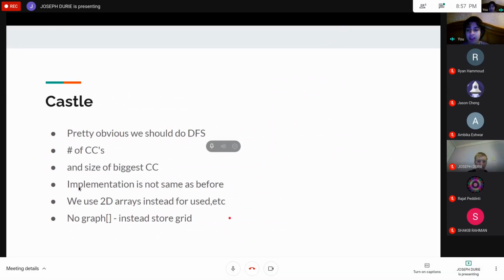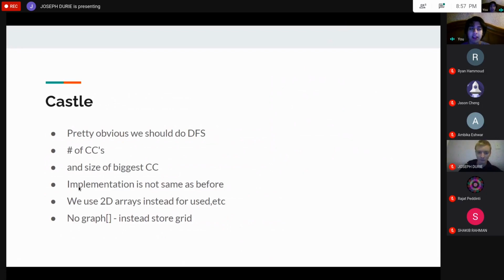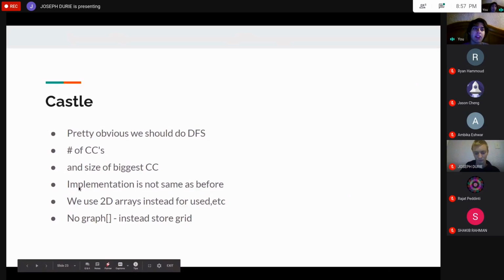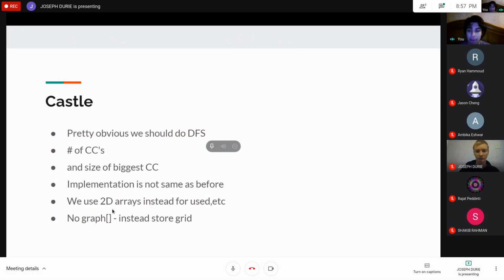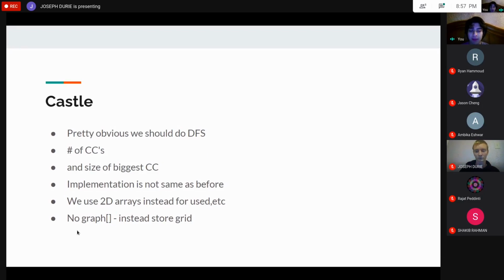One change is that for all our arrays, like the visited array, we don't use single-dimensional arrays, because our nodes are not numbers anymore. There are two numbers, the x coordinate and the y coordinate. So now we use 2D arrays for all this, indexed by x, y. Additionally, we don't store our adjacency lists anymore. We just store the original grid.